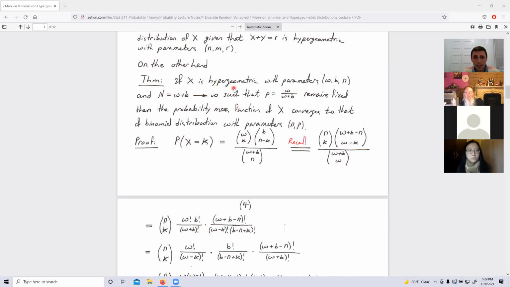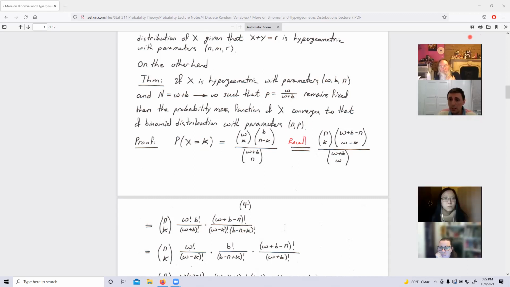So theorem: if X is hypergeometric with parameters W, B, and N, that means this is what we want, this is what we don't want, and this is the sample size, and the total sum of, let's say, white balls and black balls goes to infinity in such a way that the ratio of white balls to total stays the same at P, then the probability that X equals K will be very close to the binomial probability. You understand? Which is natural. This theorem almost doesn't require a proof.